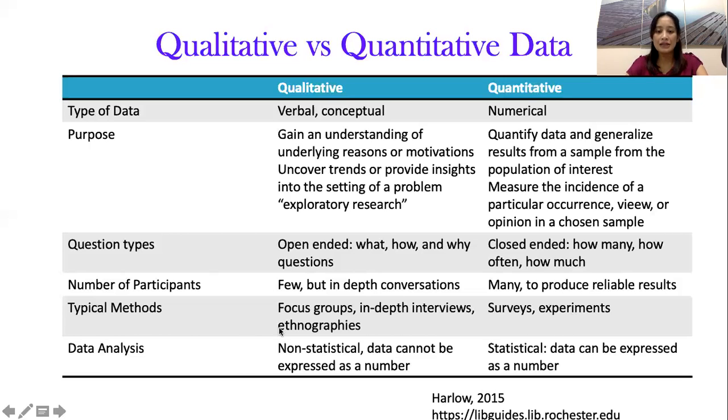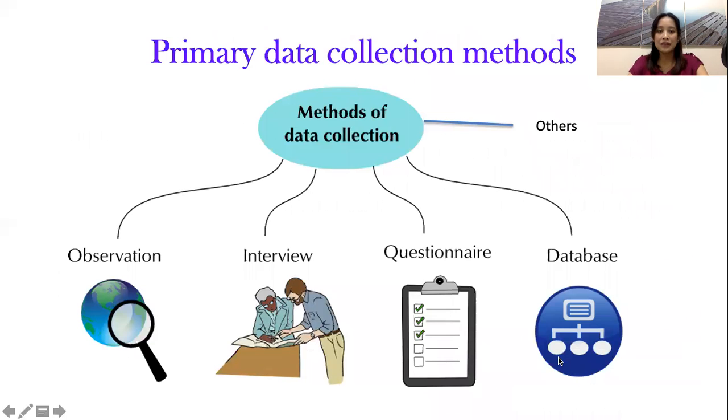For the data analysis, usually in qualitative interviews, it's non-statistical. Data cannot be expressed as a number. Usually, we group the data you generate into concepts or themes. In quantitative, usually the analysis is through statistics, whether you are going to do descriptive statistics or analytic statistics. So in primary data collection methods, you can do observation, interview, questionnaires. You can also generate data from a database.